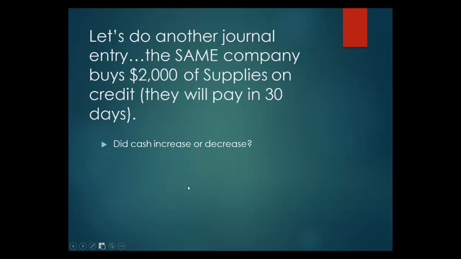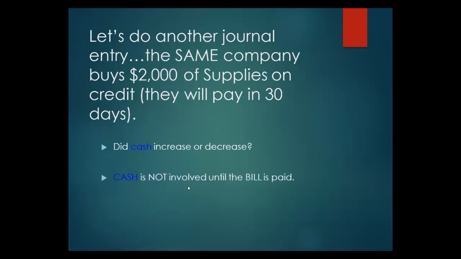Let's take one more journal entry. Let's say the company buys $2,000 worth of supplies on credit and they'll pay in 30 days. Was cash involved? And if so, did cash increase or decrease? Now we use the term buy in this transaction, but we also say on credit. So when we say on credit, cash is not immediately involved. Cash won't be involved until we pay the bill in 30 days. So this is not a transaction that involves cash.